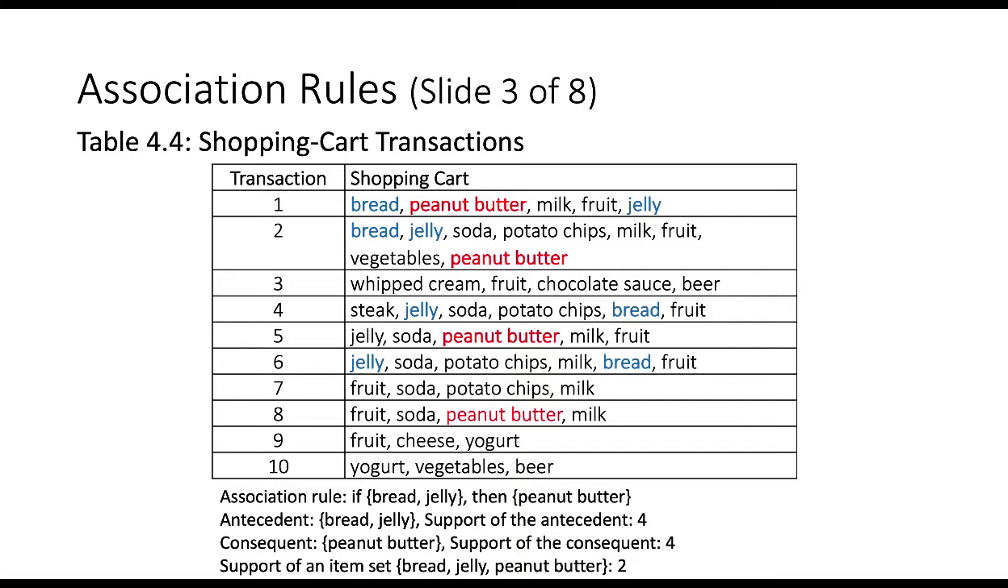Antecedent is the item set that corresponds to the if portion of the if-then association rule. For example, here for the association rule, if bread and jelly, then peanut butter, the bread and jelly item set is the antecedent. From this table, we can see that the antecedent is in transactions 1, 2, 3, and 4. The consequent is the item set corresponding to the then portion of the rule. For example, here, the peanut butter in the example is the consequent. From this table, we can see that the consequent is in transactions 1, 2, 3, and 4.